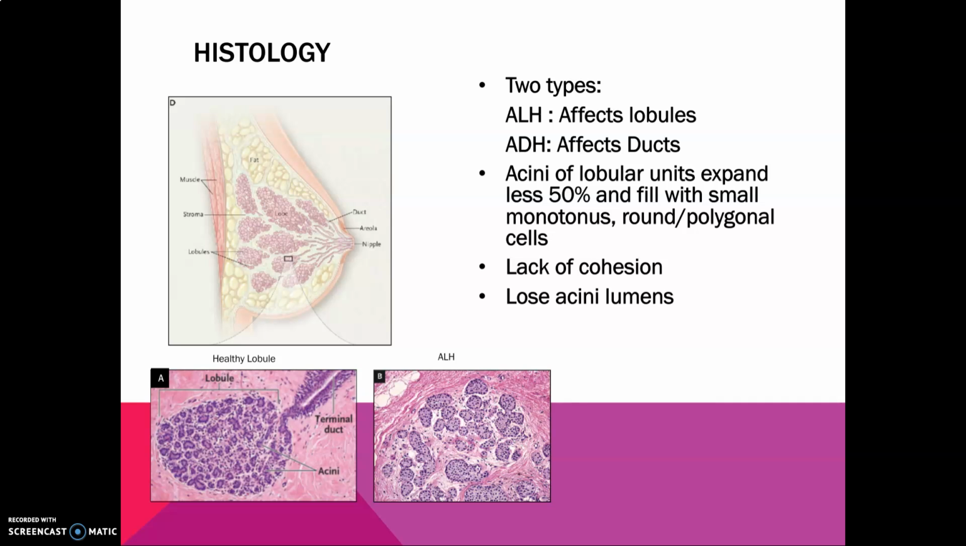Histology. There are two types of atypical hyperplasia. The first is atypical lobular hyperplasia, as mentioned before, which is an overgrowth of abnormal-looking cells in one or more lobules. The second is atypical ductal hyperplasia, which is an overgrowth of abnormal cells in the lining of the breast duct, the tube that carries milk from the lobules to the nipple. Both conditions carry an equal amount of risk for developing into cancer.